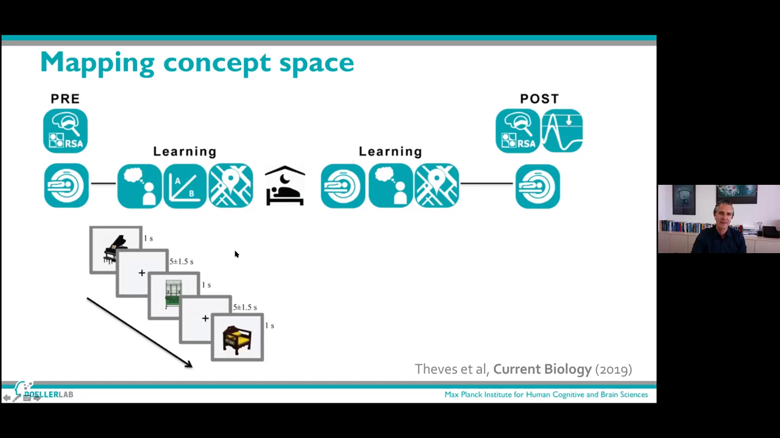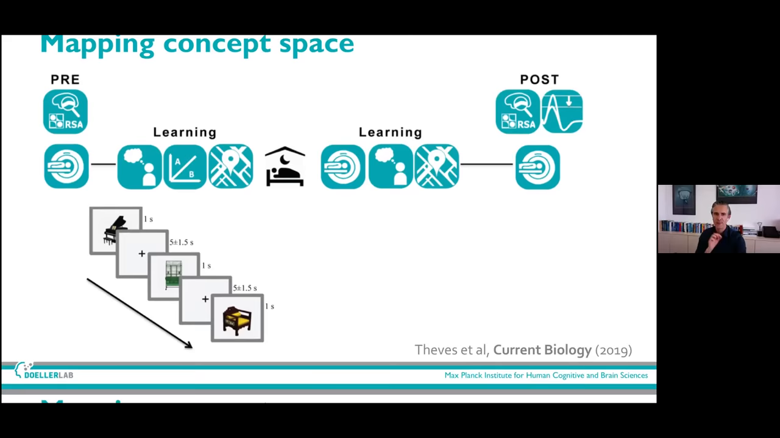Then we have all these learning sessions, and then we expose them to the objects again subsequently. And then, with techniques such as fMRI adaptation, but also representational similarity analysis, we look at the change of object representations as a function of our learning manipulation. With learning manipulation, I mean we position these items in the abstract space. We also effectively manipulate the distance between these objects within the abstract space. And that's what we measure then with fMRI.